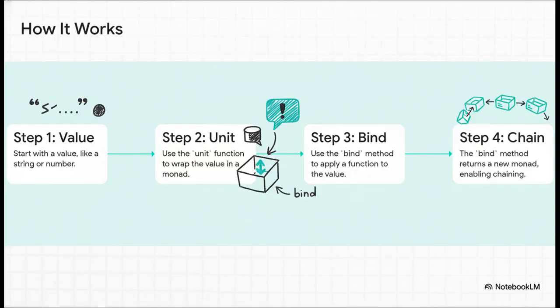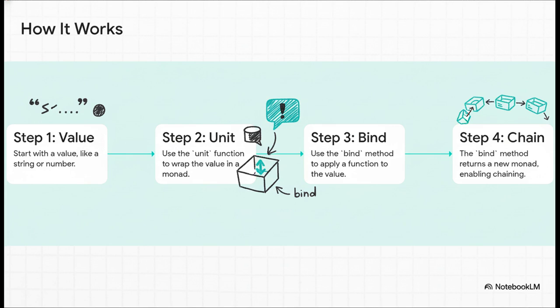Let's just walk through it real quick. Step 1, you start with a normal value, say a string. Step 2, you use the unit function to wrap that string up inside a monad. Step 3, you use the bind method to apply some other function to the string that's inside, maybe a function that makes it uppercase.